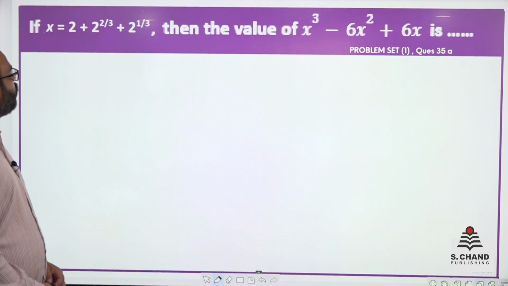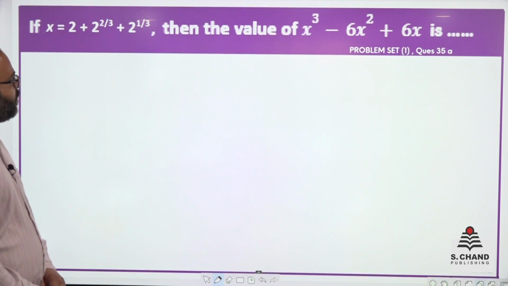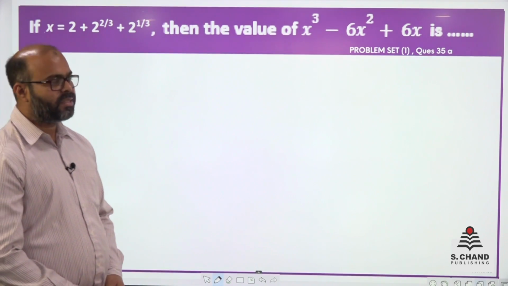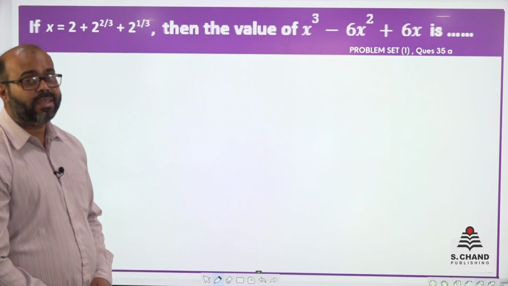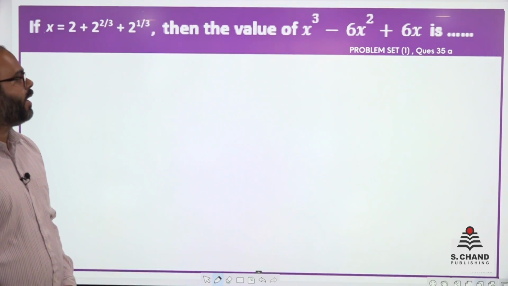If x equal to 2 plus 2 to the power 2 by 3 plus 2 to the power 1 by 3, then find the value of x cube minus 6x square plus 12x. So this is a problem set 1 question, question number 35A.